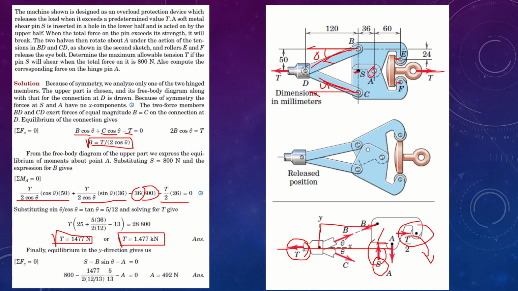So how do you find the final equilibrium equation? You say the sum of forces acting upwards should be equal and opposite to the sum of forces acting downwards. So you get S minus B sin theta, this is this component, which will give you the value of A, and you have found the value of A to be 492 newtons. This is simple mechanics.